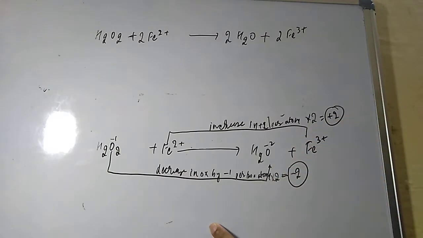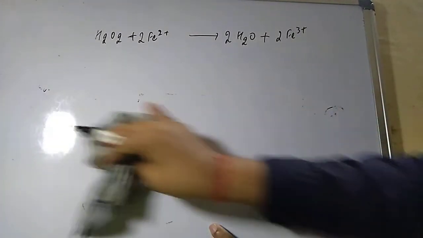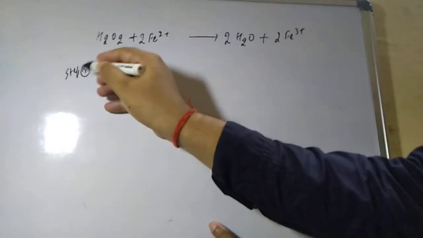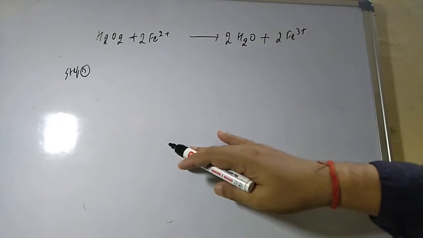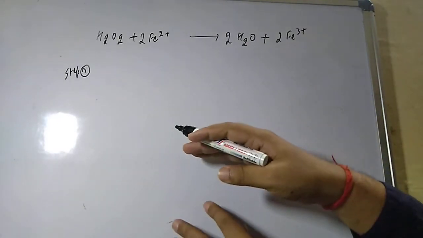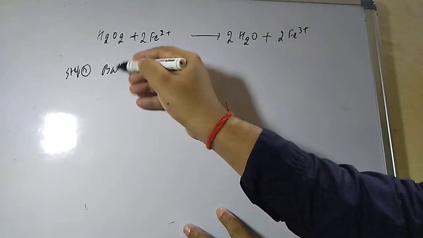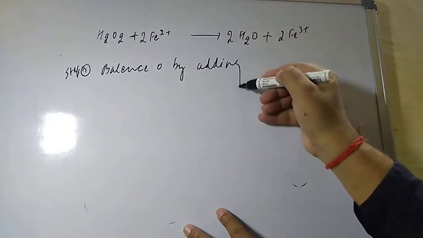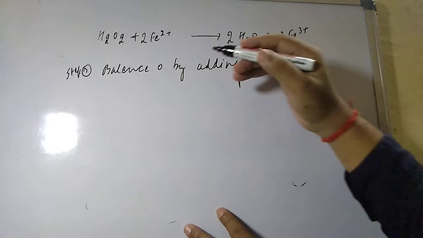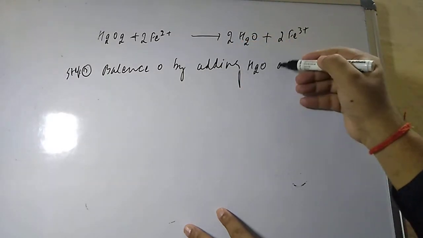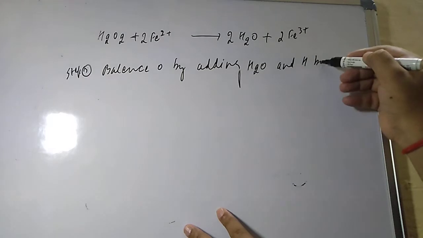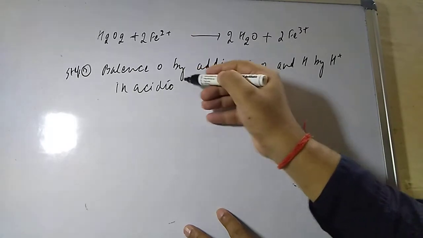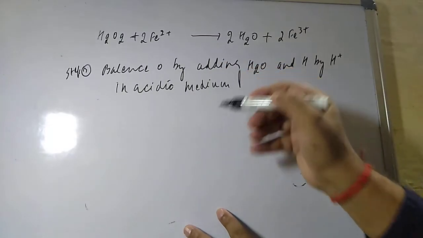Now student, we are going to understand the next step, step number 3. What is step number 3, student? Balance the charges by balancing the oxygen. Balance the oxygen by adding not electrons but H2O, and balance hydrogen by H+ in acidic medium. So dear student, let us see how to balance.